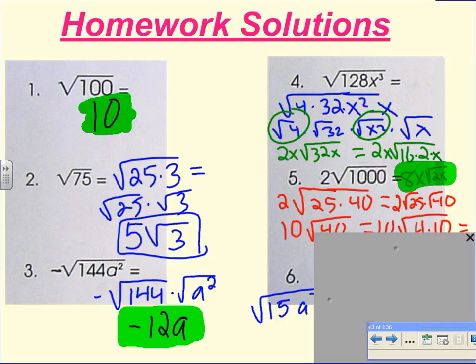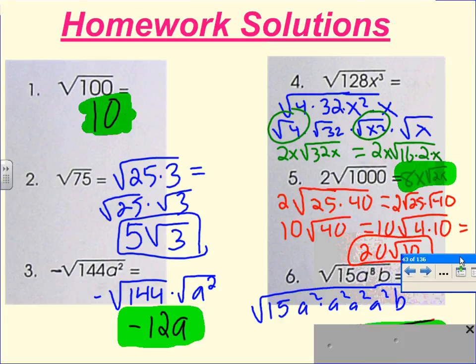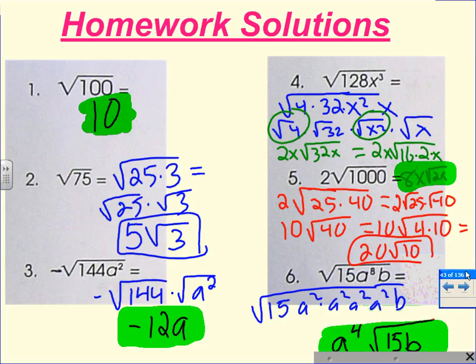Joseph, number 5. Did you say 200 square root of 10? Close. Abigail? Yep, 20 square root of 10. Somewhere down here. Okay, 20 square root of 10. Sorry, it's way up here. Number 6 should be a to the 4th, and then square root of 15b. So I'll say that again. Number 6 is a to the 4th, and then square root of 15b. Before I go over any questions, just make sure you have 1 through 6 checked.